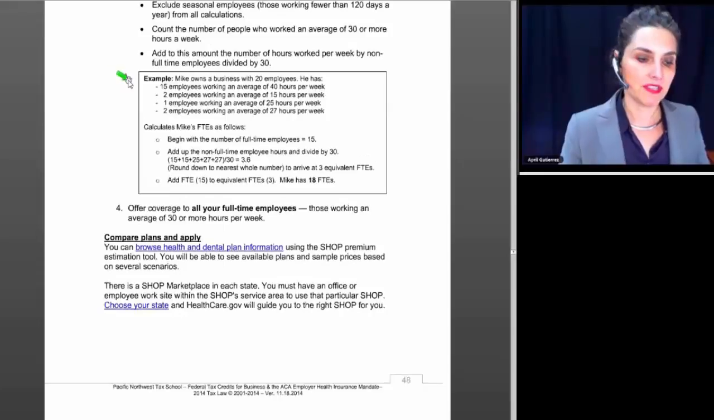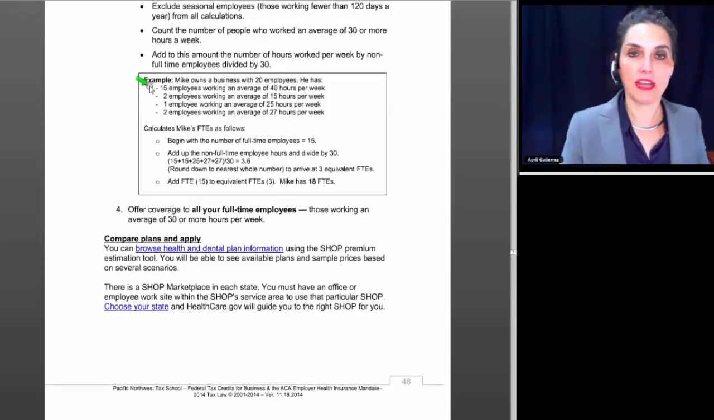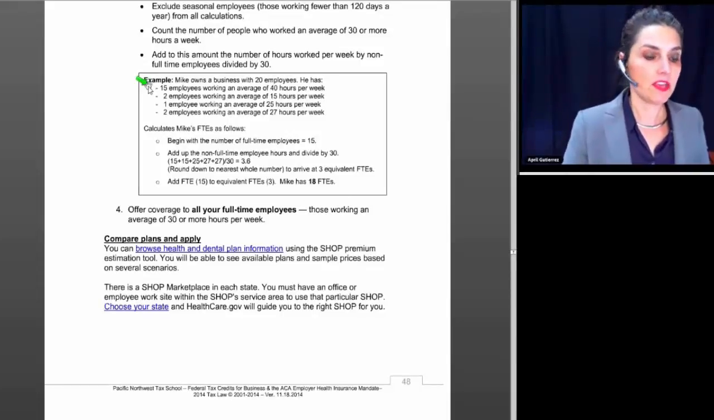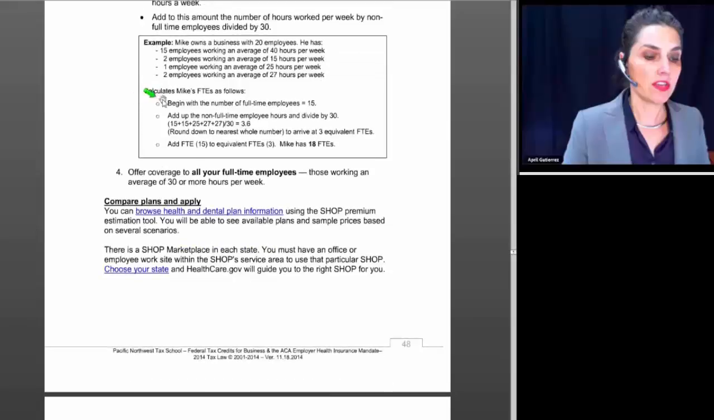So let's do a quick example here. Mike owns a business with 20 employees. He has 15 employees who worked an average of 40 hours a week. That would be 15 full-time employees. He also has 2 employees who worked an average of 15 hours a week, 1 employee who worked an average of 25 hours a week, and 2 employees working an average of 27 hours per week. So you can see he has 5 part-time employees. He's going to calculate his full-time equivalent employee number as follows.